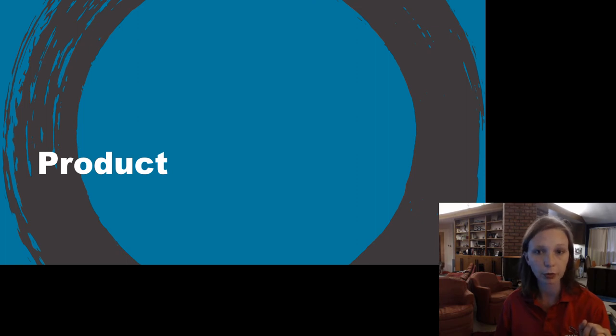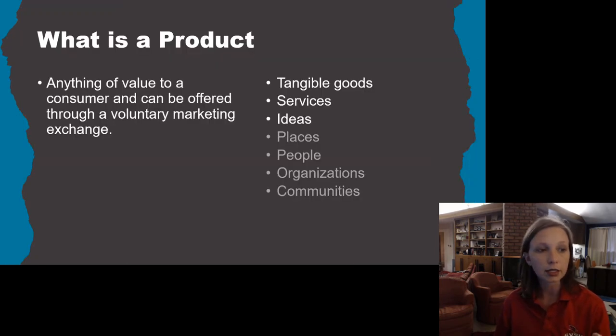So first, we'll talk about product. A product is anything of value to a consumer that can be offered through a voluntary marketing exchange. So this includes tangible goods, services, ideas. It can also include places, people, organizations, communities, and so on. But generally, when we think of products, we're going to think of tangible goods, and that's usually how marketing textbooks will talk about it. And then they will also include a chapter on services.